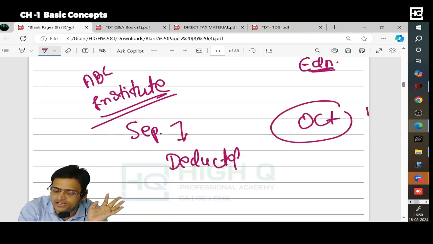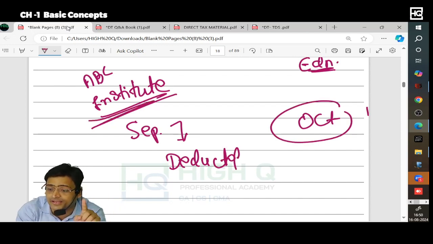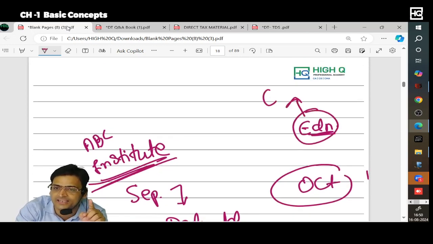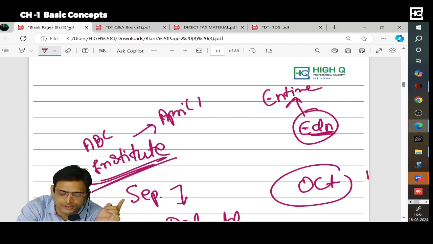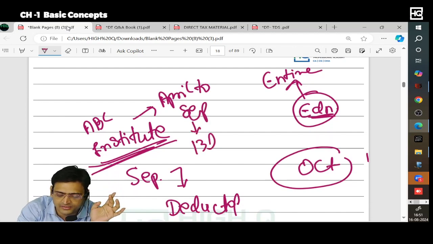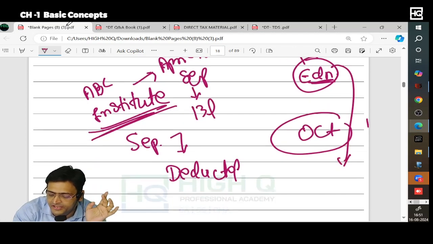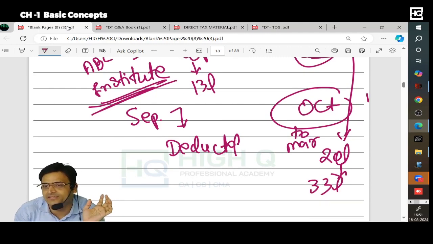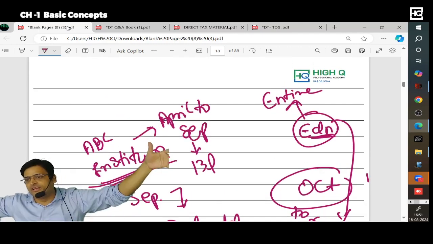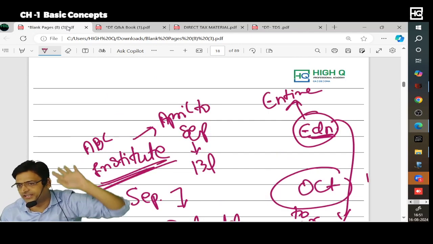Whether Adnovit will consider the TDS deducted by ABC Institute. Why? Because the employer will consider the entire income of the entire year. For example, from April to September, this institute, just an example I'm saying, gave me 13 lakhs. And let's say this institute gave me, from October to March, 20 lakhs. So taken together it is coming out to be 33 lakhs. So Adnovit will consider my whole year income, 33 lakhs, for the purpose of deducting TDS.